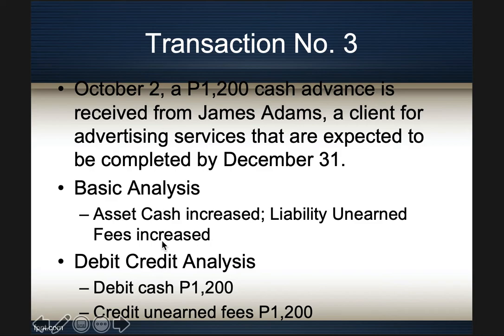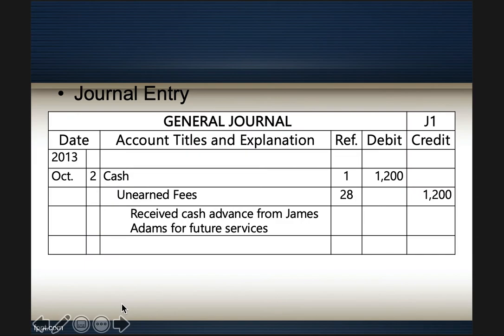Get it? Now, for the debit and credit analysis, you have to apply. What happened if your cash increased? So you have to debit cash 1,200. Now, this is a liability, right? So increase in liability is recorded in your credit. Okay. So let's go to your journal. So what happens to your journal? You have to debit cash 1,200, credit unearned fees with that indention 1,200.